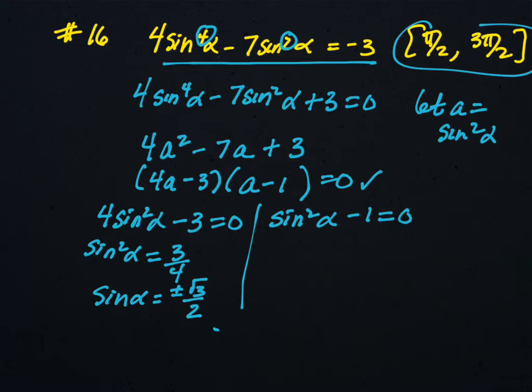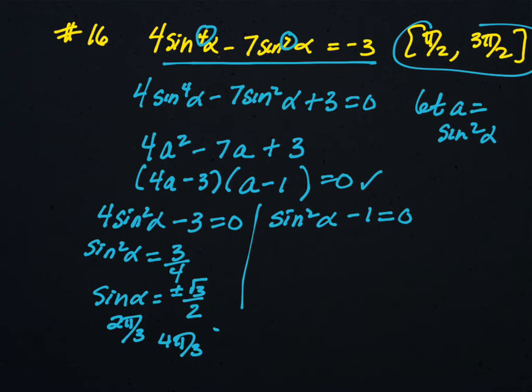So in quadrant 2, it would be 2 pi over 3. And in quadrant 3, it would be 5 pi over 3. Let's see. Pi over 3, 4 pi, not 5 pi over 3, 4 pi over 3. Okay, and that's that. And then sine squared alpha equals 1.